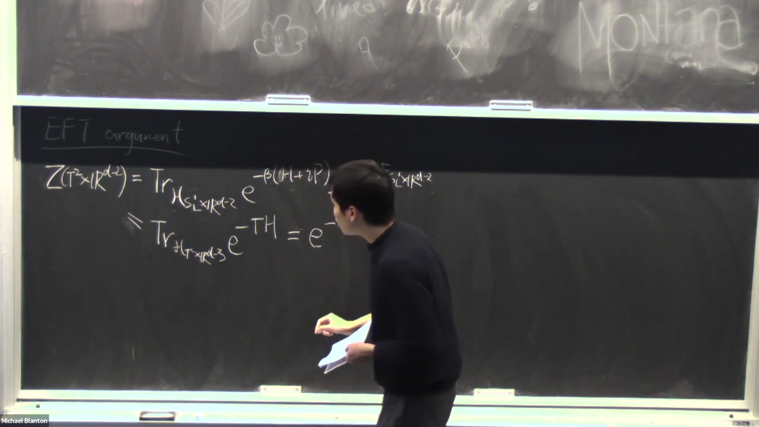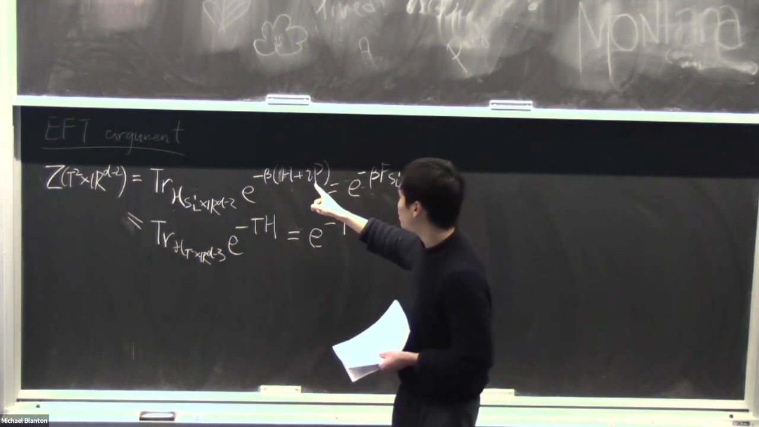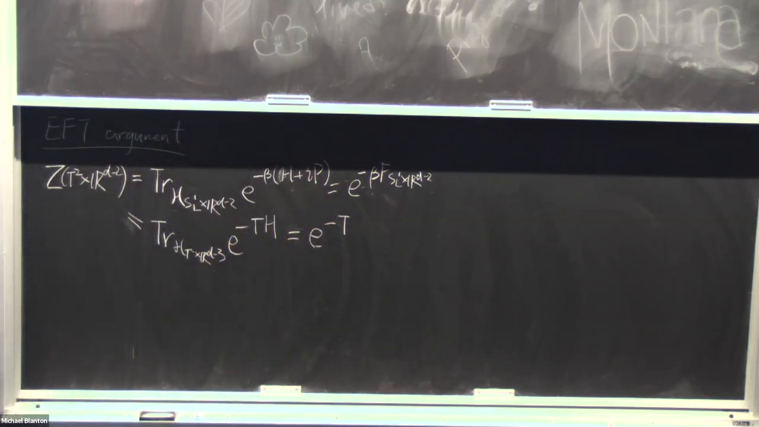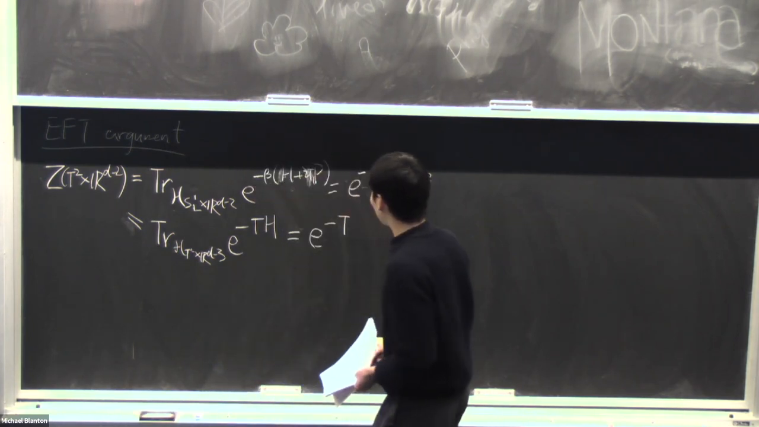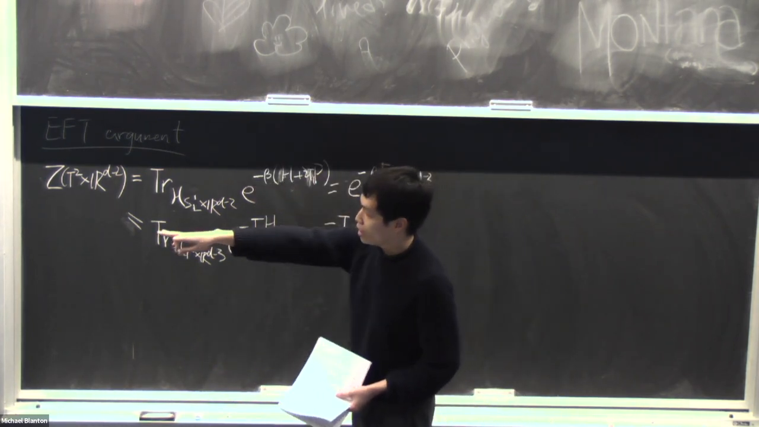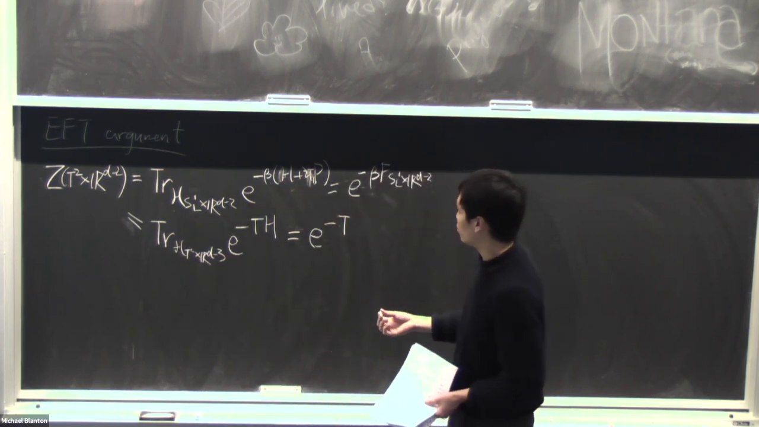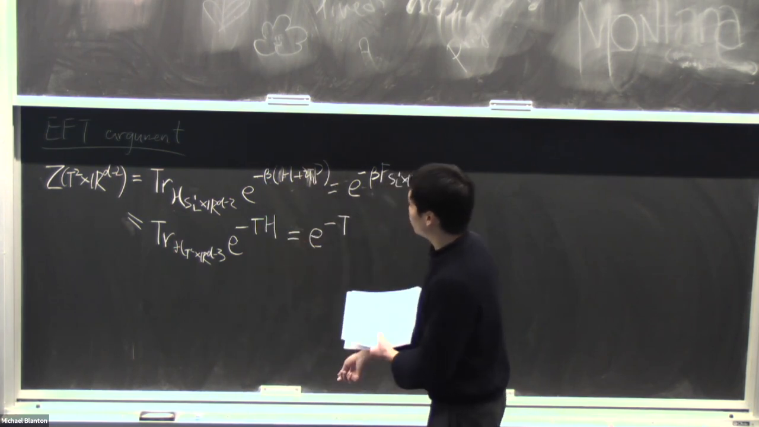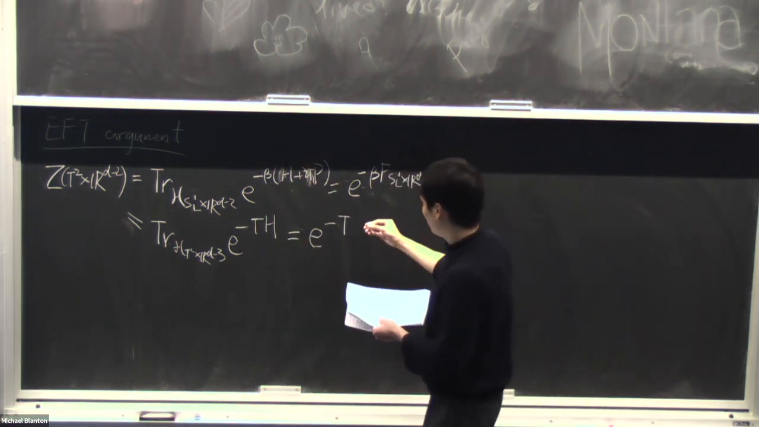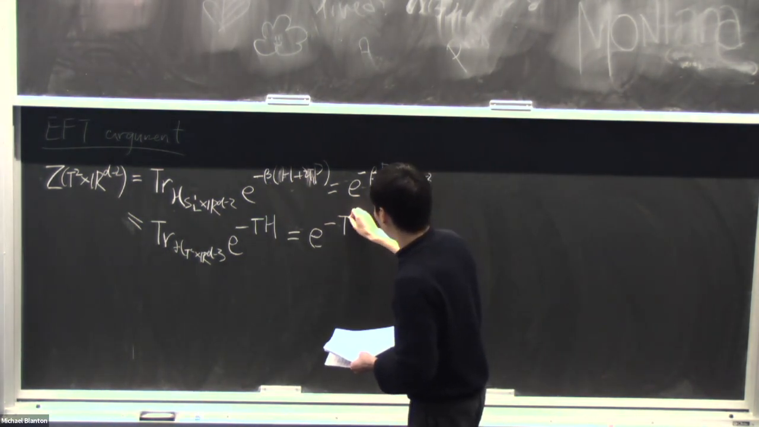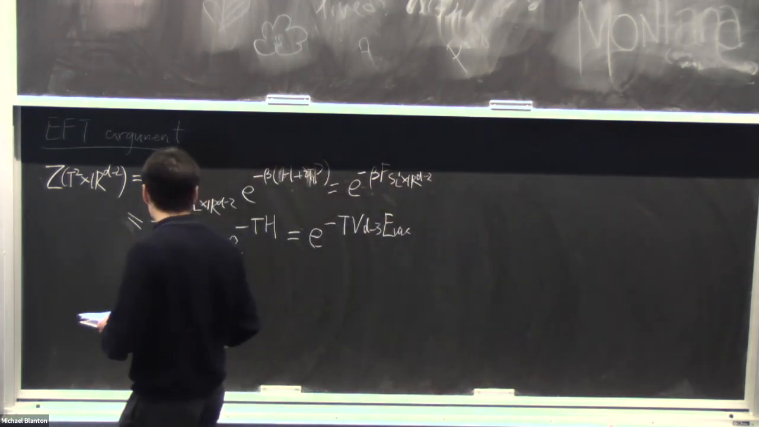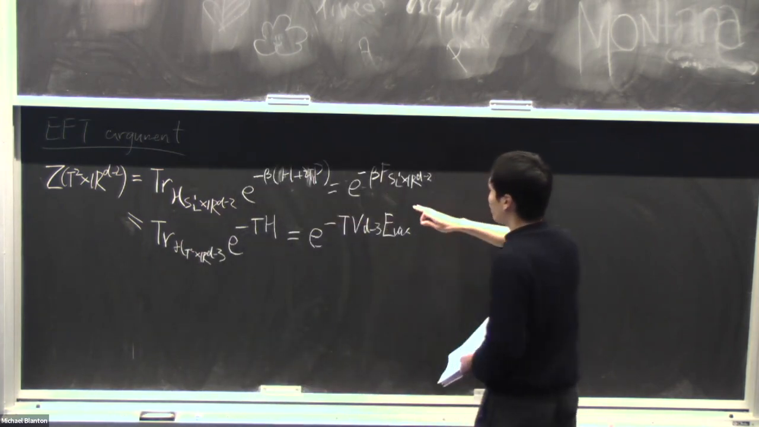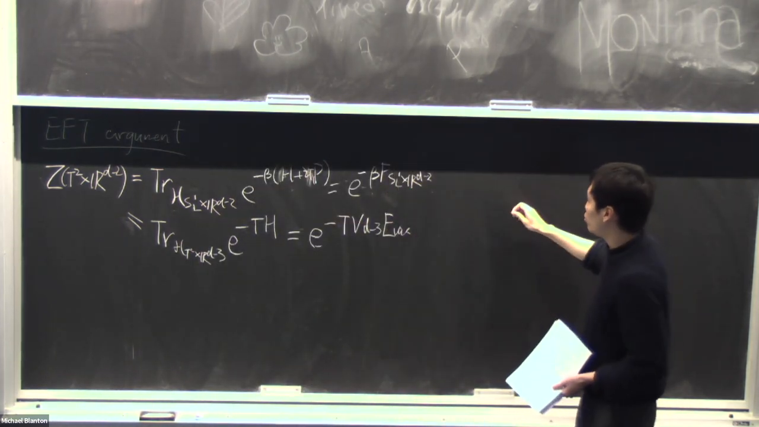What is P? P is the momentum operator that generates this shift. In that case, we also have this cross term in the metric, so I need to trace over P as well. And this gives the vacuum energy. This gives us a relation between the free energy on S^1 times R^(D-2) and the vacuum energy on the torus.